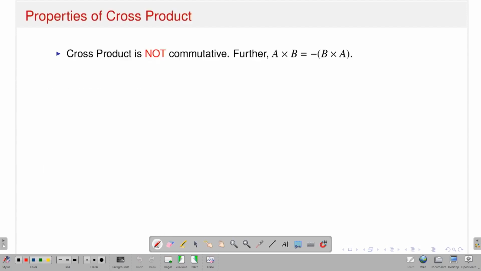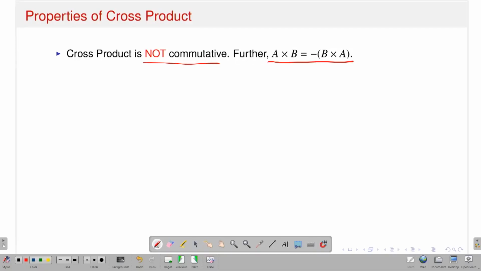Now, we will see the properties of this cross product. The main important property of this cross product is that it is not commutative. That is, A cross B is not equal to B cross A. Actually, A cross B is equal to minus of B cross A.